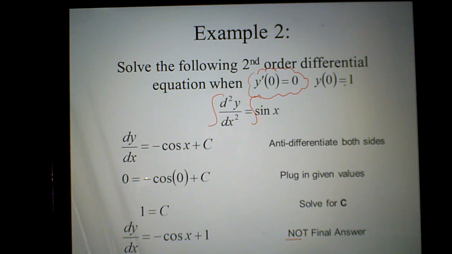Not my final answer, because inherent in the word solve a differential equation means you get back to y. Notice here I haven't gotten back to y. I haven't gotten y by itself. Look, that's the same pre-algebra. Get y by itself. Y right now is surrounded by a second derivative. Y surrounded by a first derivative. Undo it.